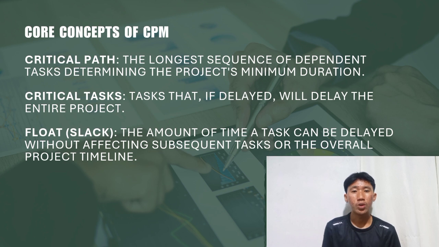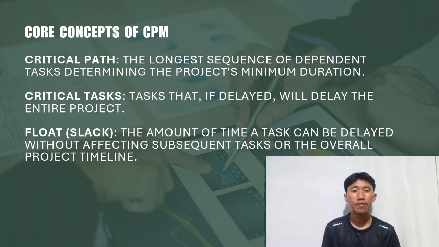Second, we have here the critical task. These are the tasks on the critical path. Since they directly affect the project timeline, they must be monitored closely. So there's no room for delay here unless you want the whole project to be late.